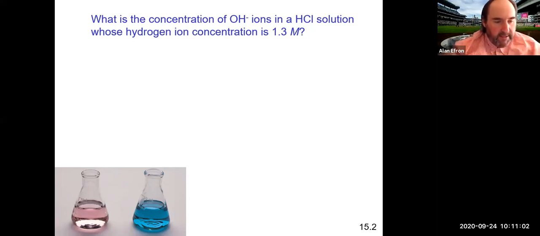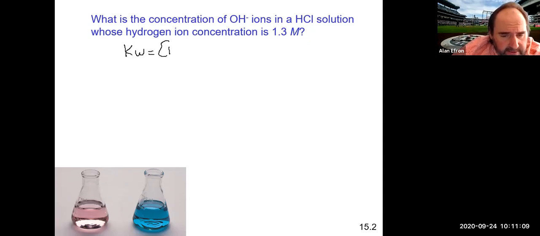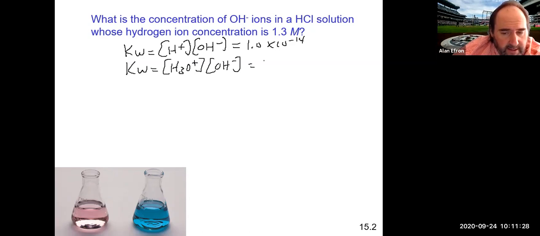Okay, so let's take a look. Again, we want to use Kw, which is H plus times OH minus, and that does equal 1 times 10 to the minus 14. By the way, this is one of those formulas that you will sometimes see written as Kw equals H3O plus times OH minus equals 1 times 10 to the minus 14. Exactly the same. I personally will probably use H plus most of the time, but it's the same idea.